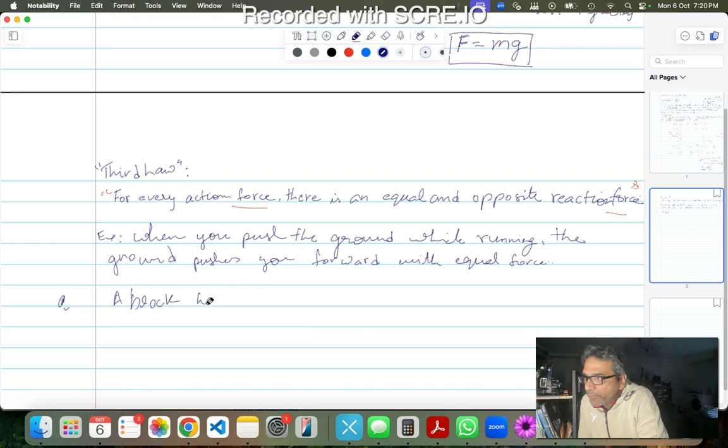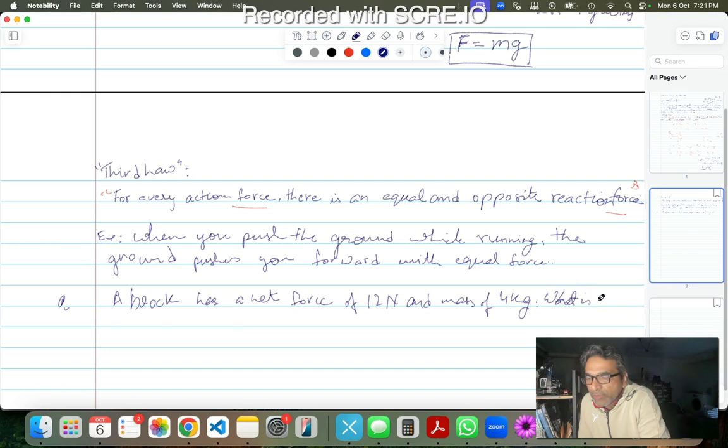A block has a net force of 12 Newton. So Newton is the unit of force. And a block has a net force of 12 Newton and a mass of 4 kg. What is its acceleration?